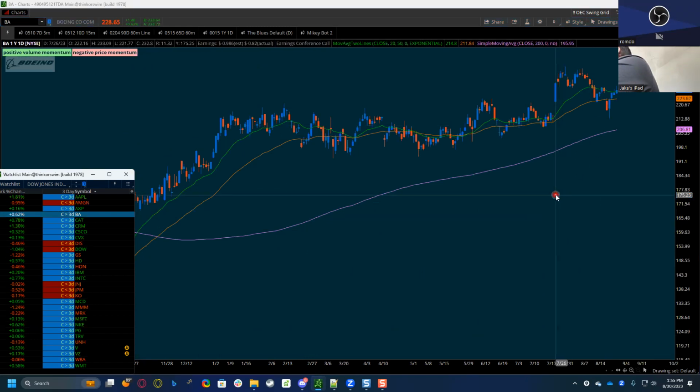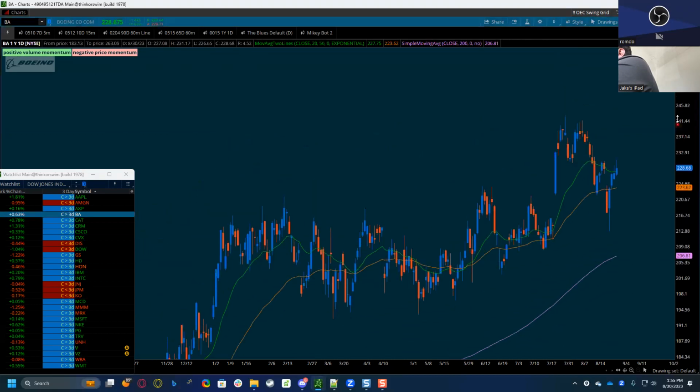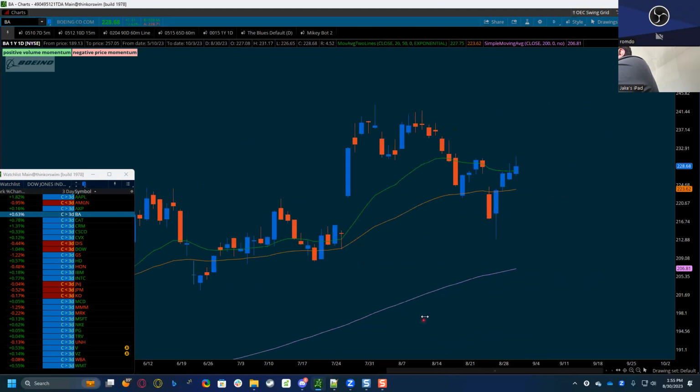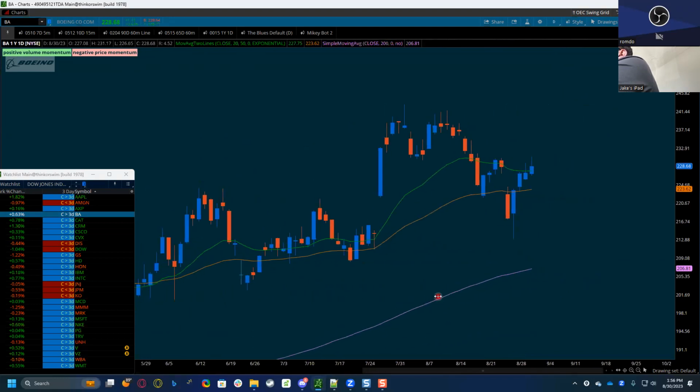All right, so we got Boeing here. The moving averages are stacked correctly, 20, 50, 200. But price, whether we use the wick or not, is going to really matter to my next statement. Price is showing us a lower high and a lower high with a lower low and a lower low. We only need two of those to have an established trend, and that is confirming to the downside.